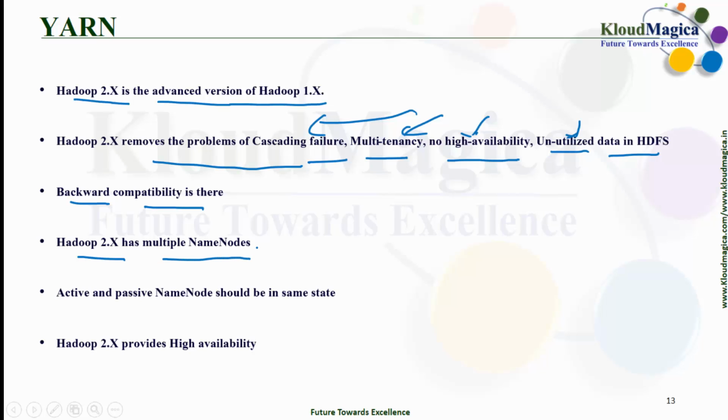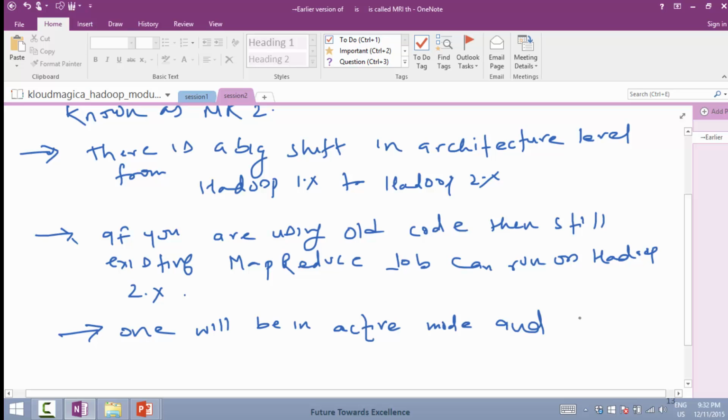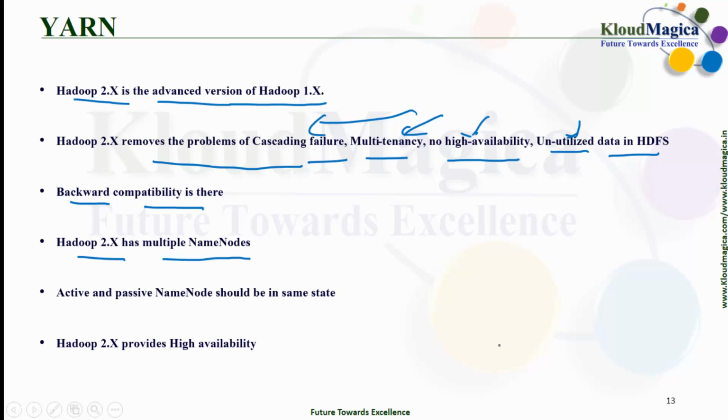Hadoop 2.x has multiple name nodes. So one will be in active mode and the other will be in standby mode. All the data from the active name node is written to the shared edit log, and from here the standby name node reads the data so that the active and standby name nodes are in the same state.